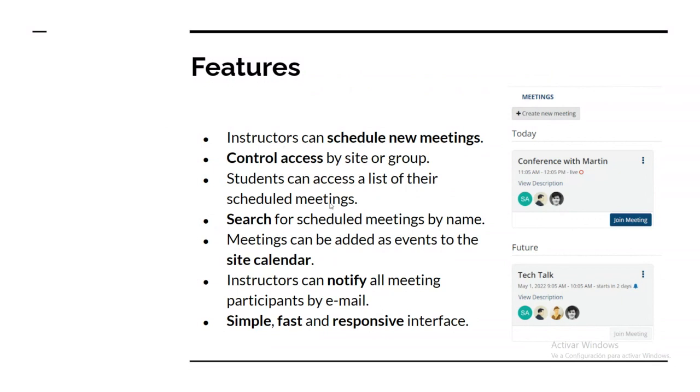The features of the tool include searching for the meetings the students have. These meetings can be added as events on the site calendar, on the Sakai calendar. And when the meetings are scheduled and created by the instructors, all the participants can be notified by email about the creation of these meetings. The main goal of the tool was to create a simple, fast and visual interface with a good looking appeal, and I think we have succeeded at that.